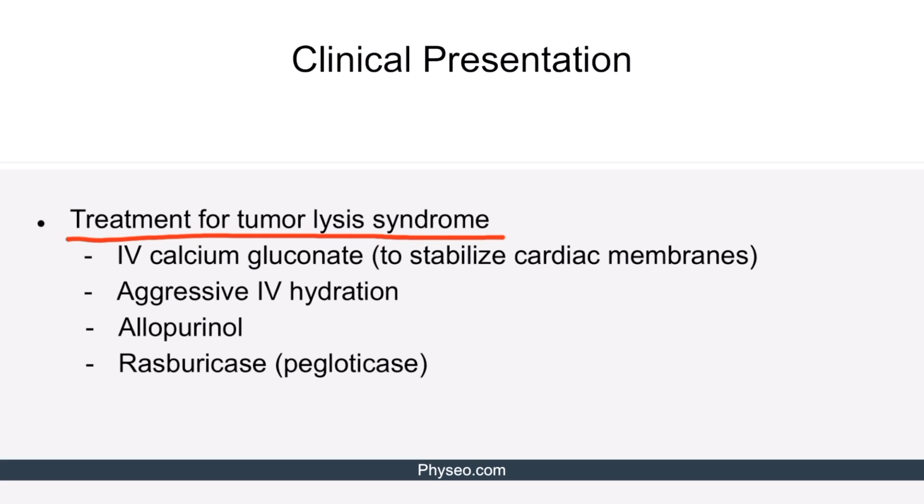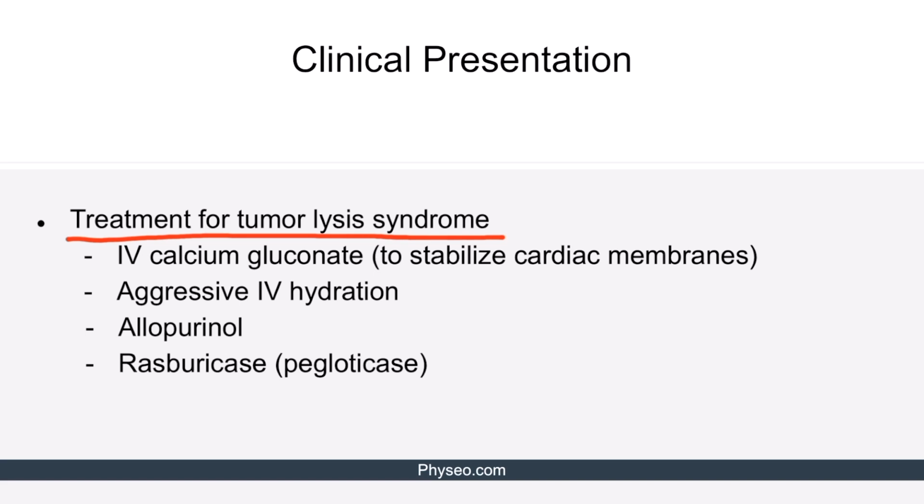Additionally, allopurinol can be administered to decrease the production of uric acid from the nuclear breakdown of cells. However, this has no effect on the uric acid that is already produced by the time treatment is administered. This is when we can use rasburicase or pegloticase.